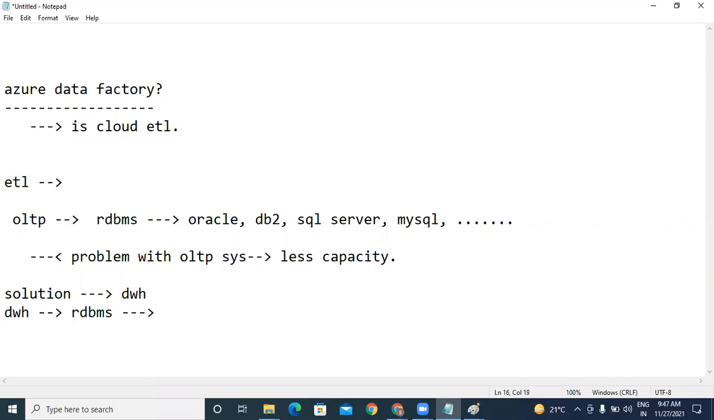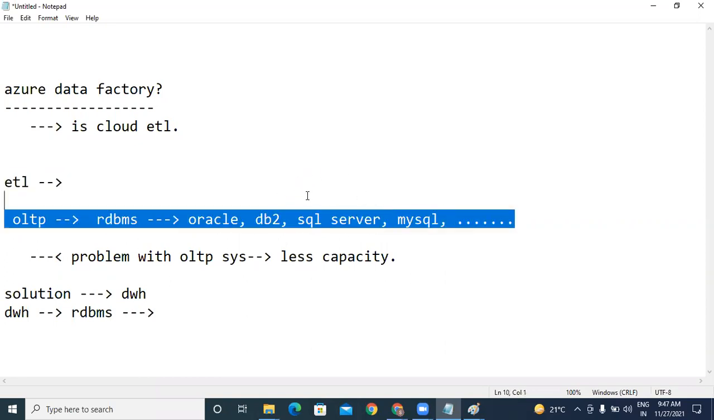Can someone name them please? Oracle, DB2, SQL Server. No, these databases are very bad for data warehouse, but very good for OLTP.